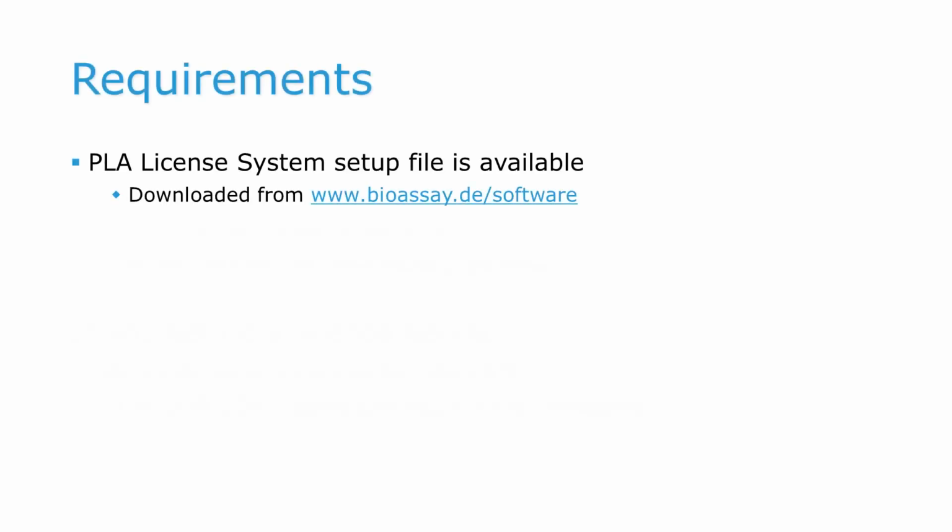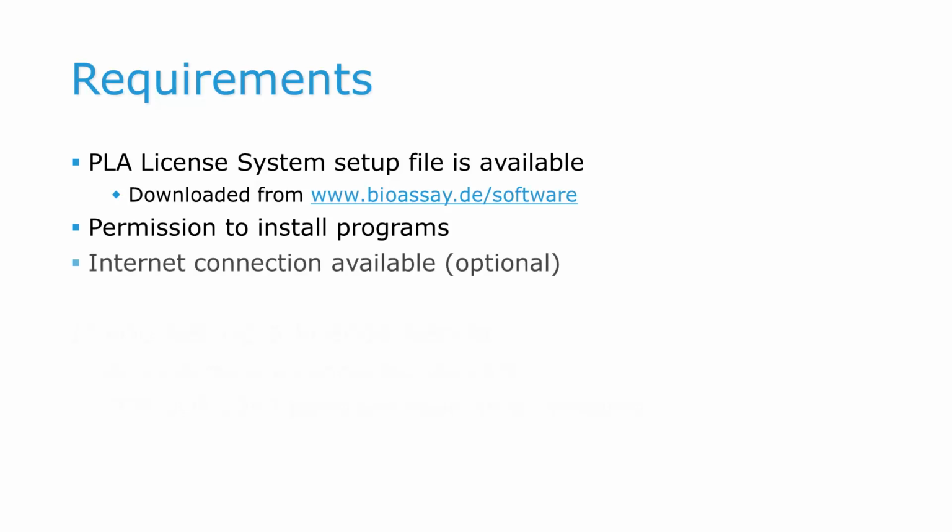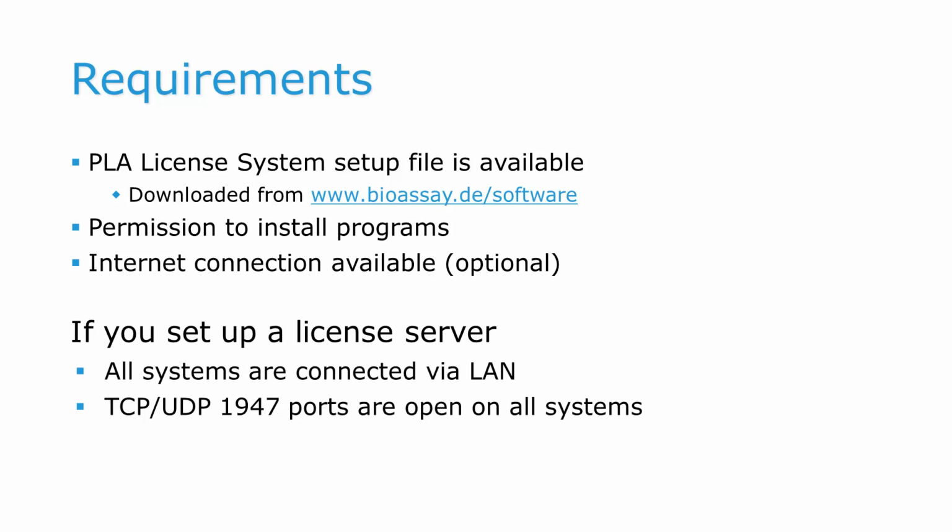To license PLA, you need to run the setup of the PLA license system, which you can download from biosa.de/software. Before you start, make sure you have permissions to install programs. An internet connection is recommended, but not required. Note: if you want to set up a license server, make sure the server and computers running PLA are connected via LAN, and port 1947 is open for TCP and UDP connections on all systems.